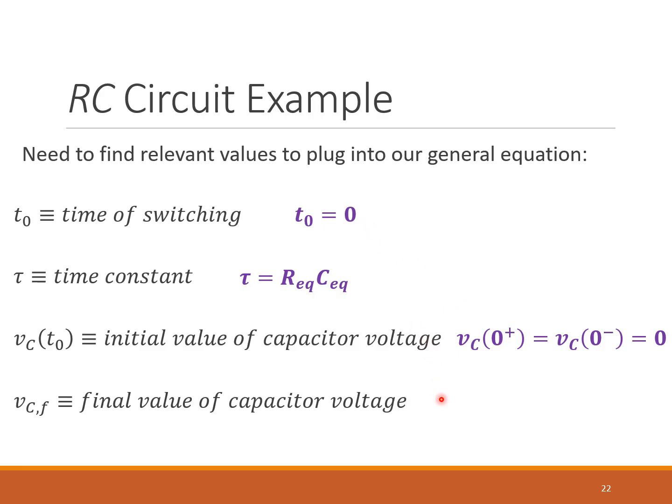So we already know that value, we already know the switching time. The fourth item we need is our V sub Cf, or our final value of our capacitor voltage. For that, we're going to analyze our DC steady state circuit. So of these 4 things that we need to plug into our general equation, we see that we already know 2 of them. We just need to find our time constant tau and our final value of our voltage VCF.